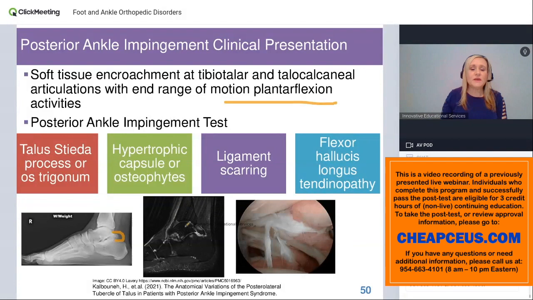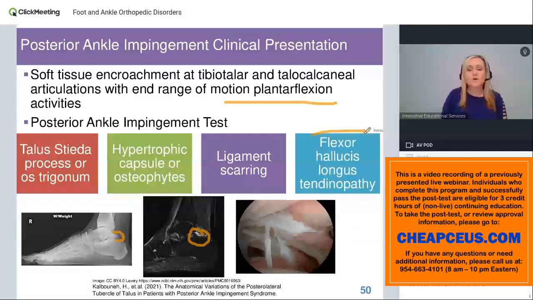Other individuals, in this imaging here, they might have ligamentous scarring, extra capsular tissue from an injury that has occurred that's pinching. If we look at this arthroscopic imaging, we can see these frayed edges of a ligament. We can imagine that catching.